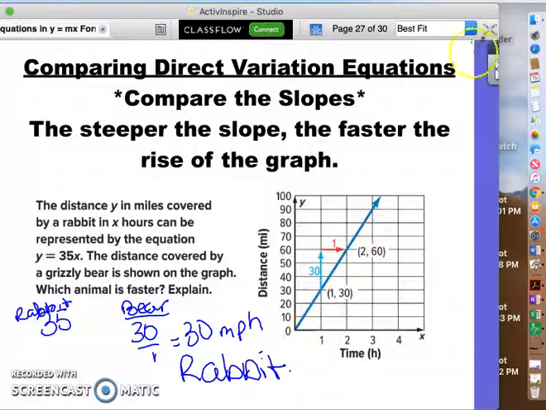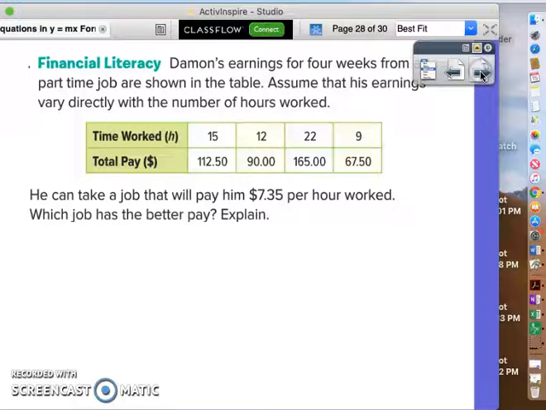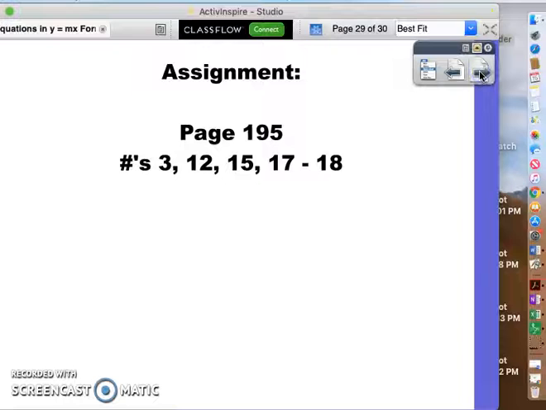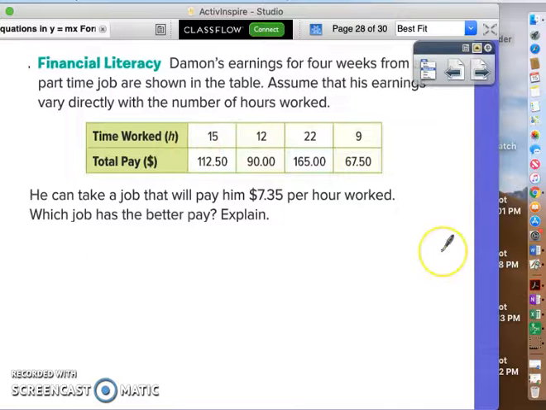We are not going to get to the next example, so I'm just going to go right here. Your assignment is page 195, numbers 3, 12, 15, 17, and 18. If you want, I can go over this one in class.